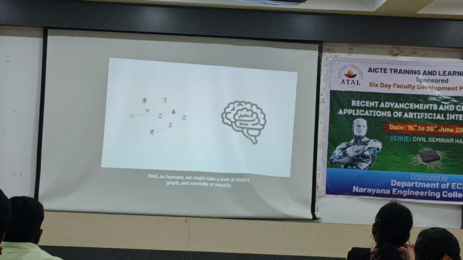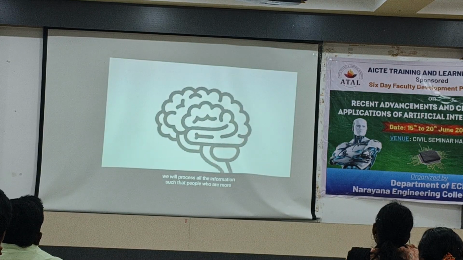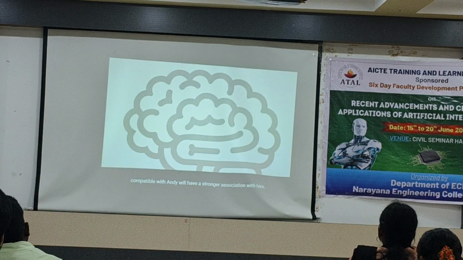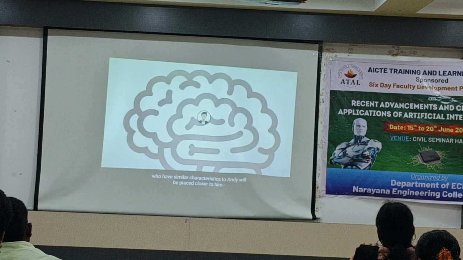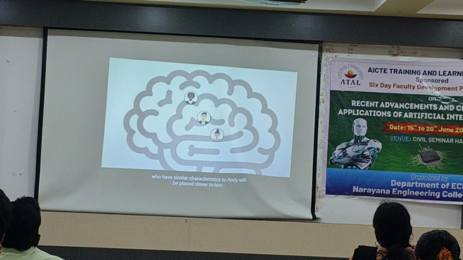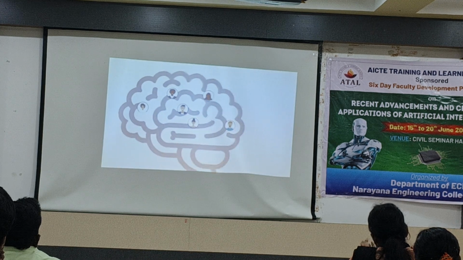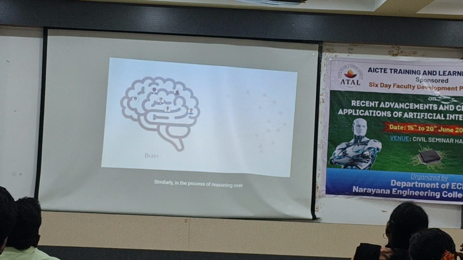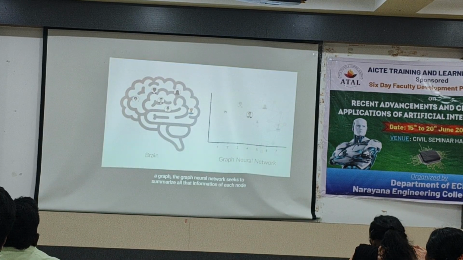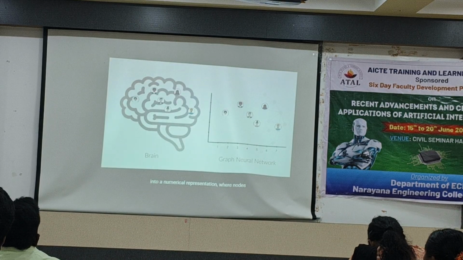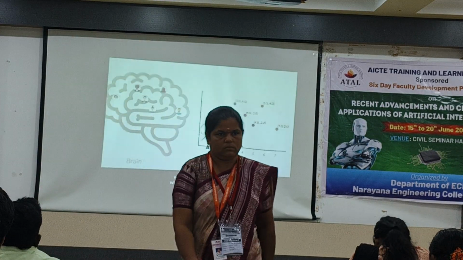Well, as humans, we might take a look at Andy's graph and mentally or visually process all the information such that people who are compatible with Andy will have a stronger association with him. In other words, in our mind, people who have similar characteristics to Andy will be placed closer to him, and they are therefore stronger candidates. Similarly, in the process of reasoning over a graph, the graph neural network seeks to summarize all the information of each node into a numerical representation, where nodes which are more similar will be closer to each other.